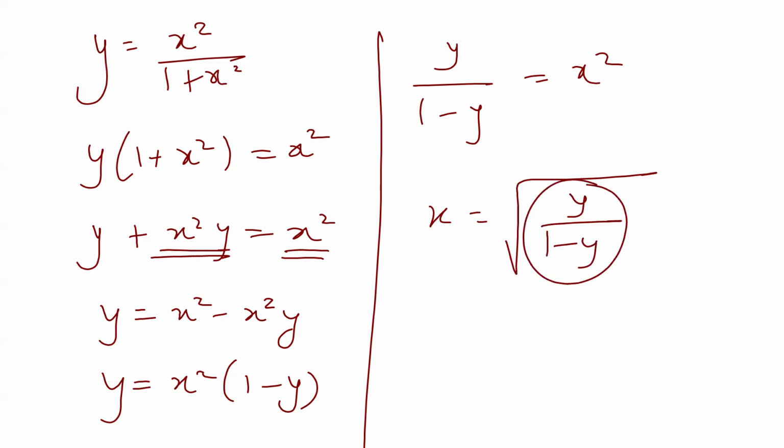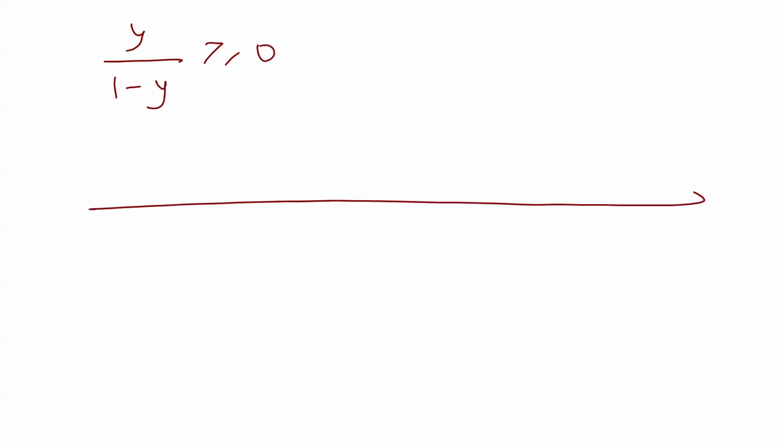So y upon 1 minus y is greater than or equal to 0. It's within the root, so take the critical values. Equate each value to 0. If y is equated to 0, the value of y is 0. If 1 minus y is equated to 0, the value of y will be 1.